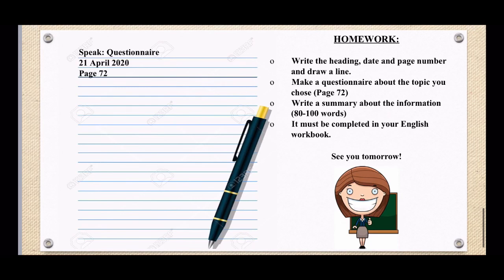Okay, so you know the drill. You write your heading, date, page number, and throw a line. Like I just said, you make a questionnaire about the topic you chose, and then you write a summary about the information. And this must all be completed in your English workbook.